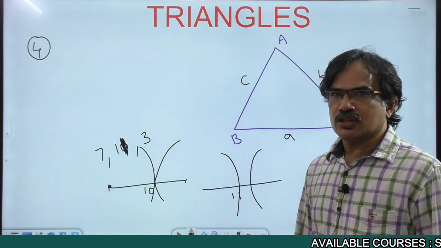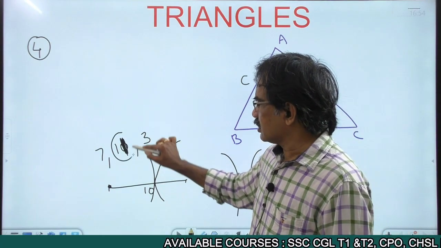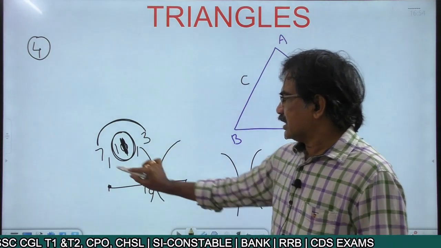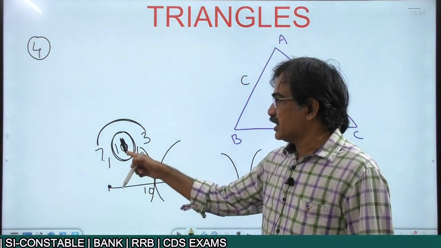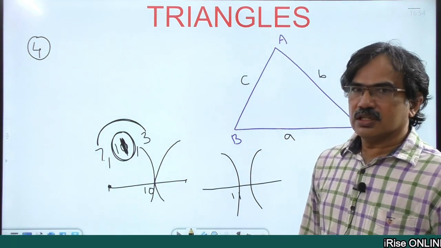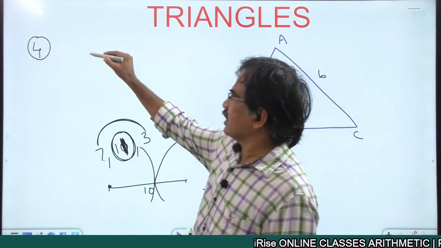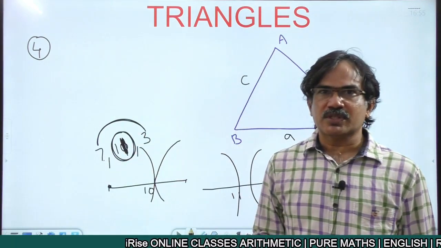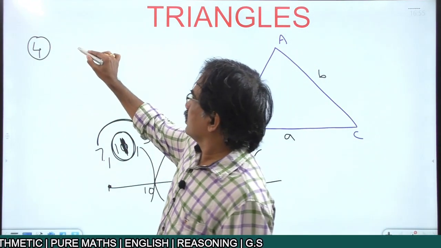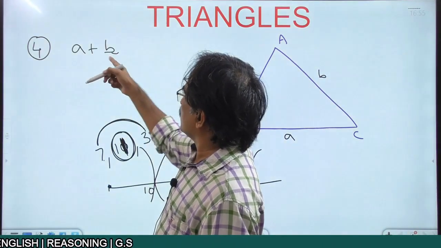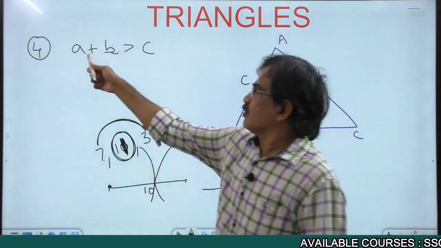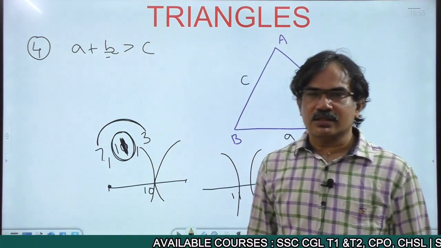So what is the condition to draw a triangle? Here, see the maximum side, and these two are minimum sides. Sum of two minimum sides must be greater than the maximum side. So the main important point here, that is point number 4: sum of two minimum sides must be greater than third side. If A, B are minimum sides, A plus B greater than C.